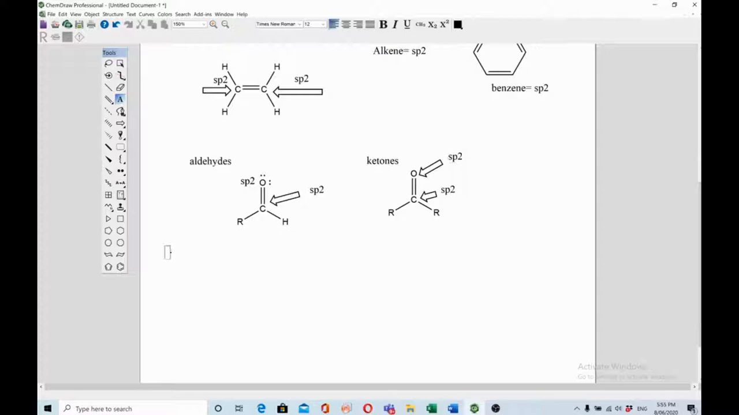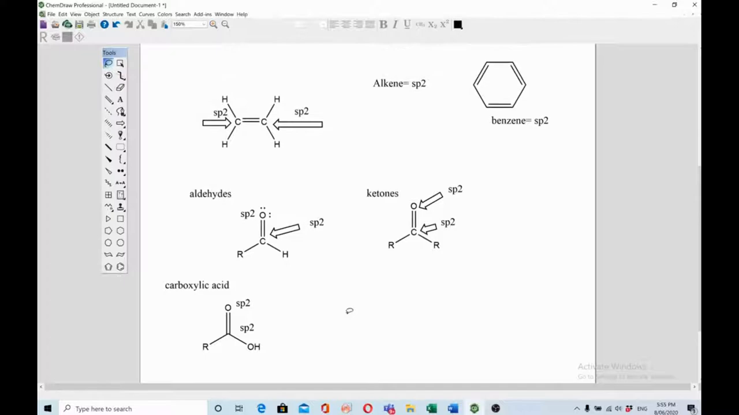How about carboxylic acid? Again, carboxylic acid has a carbonyl group similar to aldehyde and ketone, but this is OH, which will not affect anything to the hybridization of this carbon. Again, this will be sp2. Again, this oxygen will be sp2. So that's it, and you can apply this to all the others. So this will be sp2, this carbon will be sp2. How about the ester? Again, ester will be same, amides will be same.